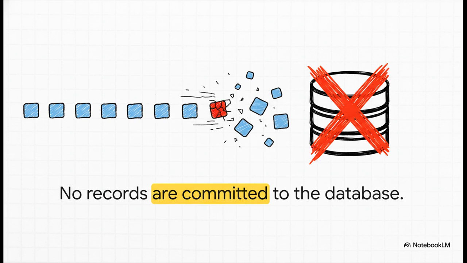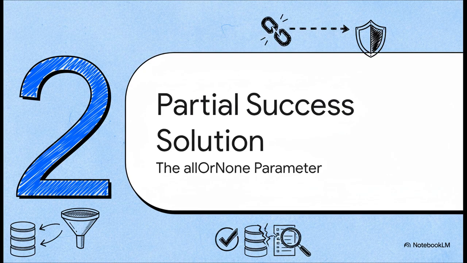And this is the part that really stings. It's not just that the one bad record fails to save. No, every single record fails. Those 99 perfectly good records you tried to save, gone. It's as if the whole thing never even happened. A total all-or-nothing failure. But what if there was a way to escape this trap?